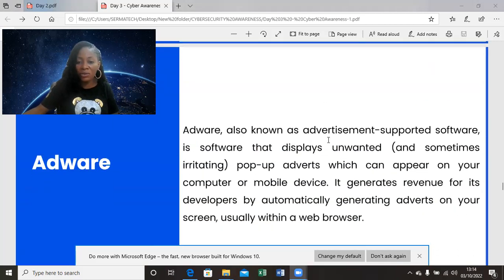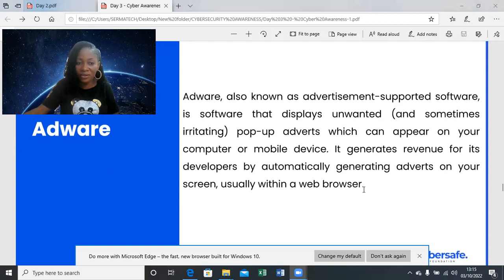And then we have the adware, also known as advertisement supported software. This is software that displays unwanted and sometimes irritating pop-up adverts which can appear on your computer or mobile devices. It generates revenue for developers by automatically generating adverts on your screen, usually within a web browser. I'm sure we are used to this, especially some apps we download online come with a lot of adverts. Even on some websites we access online, you're watching a particular video on YouTube or Facebook, and the next moment you just see the advert pop up.